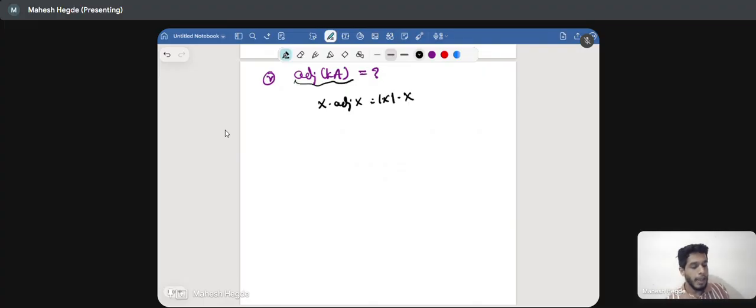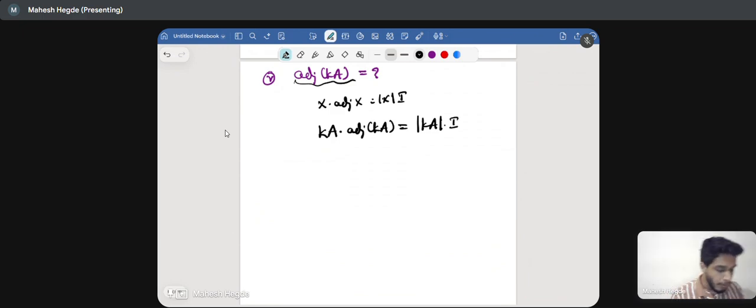We have adjoint of KA. To use this result, I'll pre-multiply with KA matrix. So I have KA matrix into adjoint of KA matrix, it is determinant of KA matrix into, so one mistake I have committed. X into adjoint of X is determinant of X into identity matrix. So here also KA into adjoint of KA is determinant of KA into identity matrix. On the right hand side, the determinant of KA matrix is K power n into determinant of A, into identity matrix.